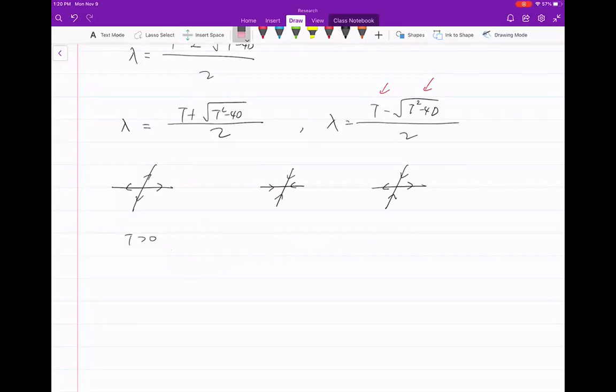Similarly, if T is less than 0, what do you have? You have a negative number minus a number. This one is definitely going to be negative. You have a negative number plus a positive number, and then it really depends on which one is bigger. Again, the negative one is going to be bigger in terms of absolute value. So this is also negative. So T less than 0 will give you this.